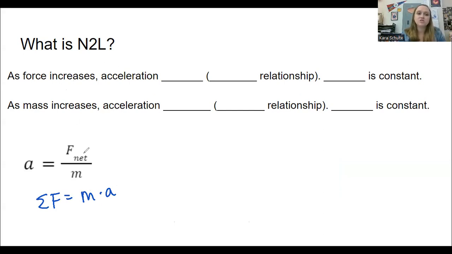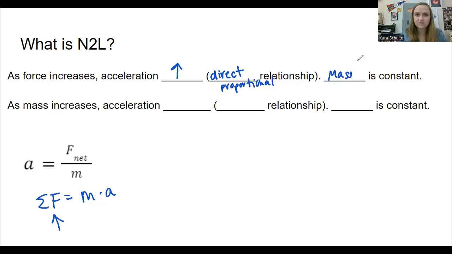So if I look at this equation, as force increases, the acceleration also would increase. So if I push something with more force, it's going to have more acceleration. This is a direct relationship, or you could say proportional. And this is when mass is constant, so if the mass of the object isn't changing.